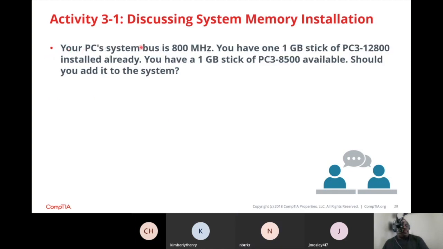Your PC system bus is 800 megahertz, and you have a 1 GB stick of PC3 12800 already installed. You have a 1 GB stick of PC3 8500 available. Should you add it to the system?